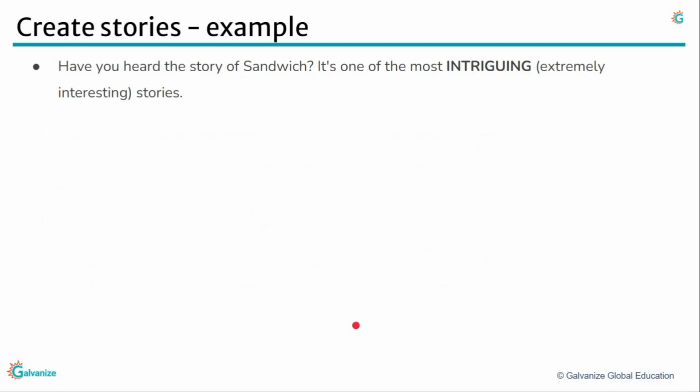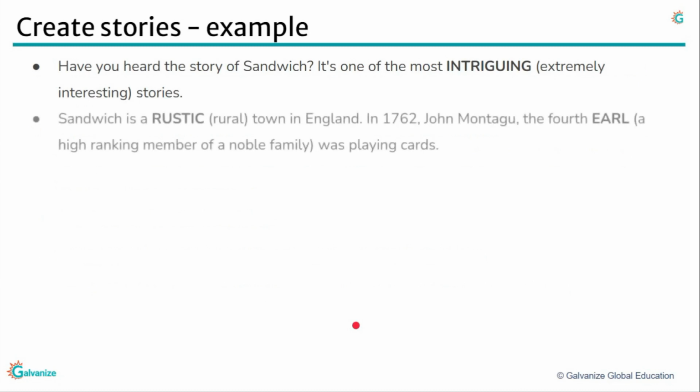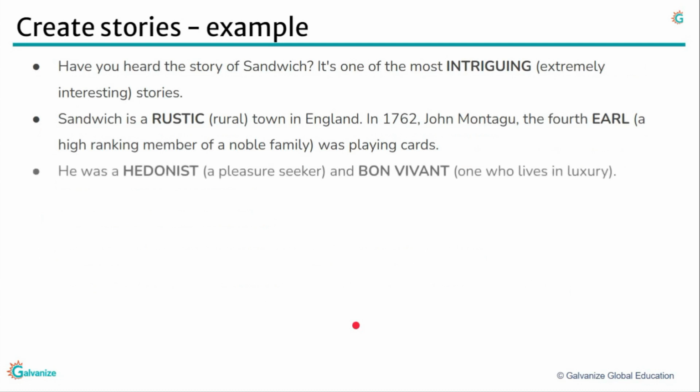Have you heard the story of Sandwich? It's one of the most intriguing stories, extremely interesting stories. Sandwich is a rustic town in England, a rural town. In 1762, John Montagu, the fourth Earl, a noble, prominent noble, was playing cards. He was a hedonist, a pleasure seeker, and a bon vivant, one who lives in luxury.